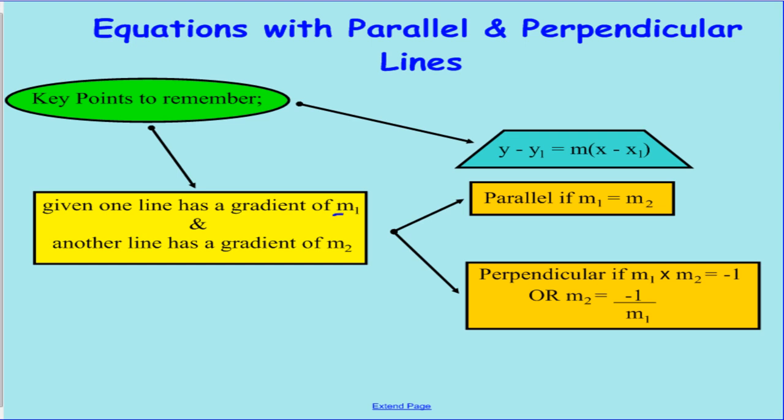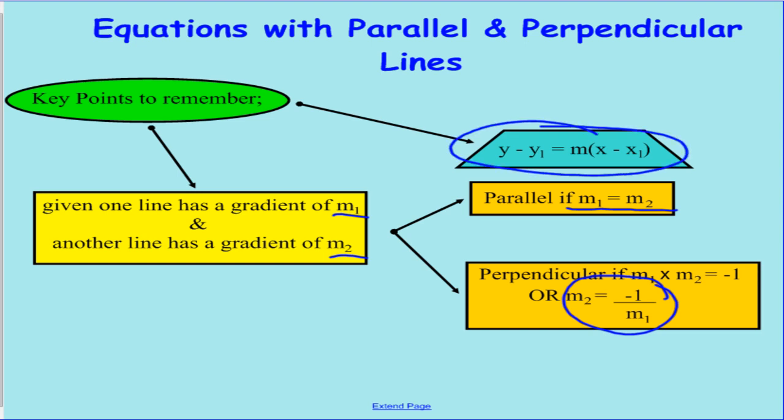So the first two is just when we have two gradients, we label them as M1 and M2. Stemming off from that yellow box there, we've got two more, and we state that if two gradients are parallel, they equal each other, or we have this kind of hard looking rule here for finding perpendicular gradients, but basically we know this rule as the whole flip and reverse the sign. So if we've got a gradient of a half, we flip it into a 2, make it negative, and there's the perpendicular gradient.